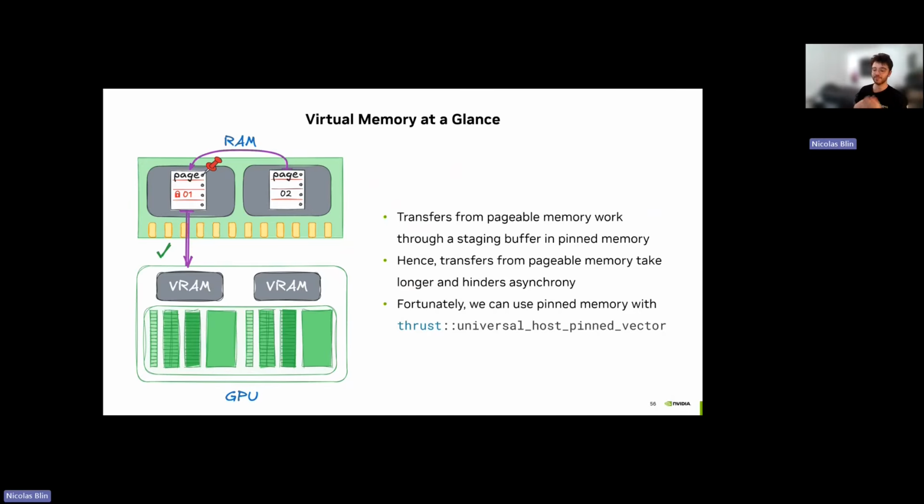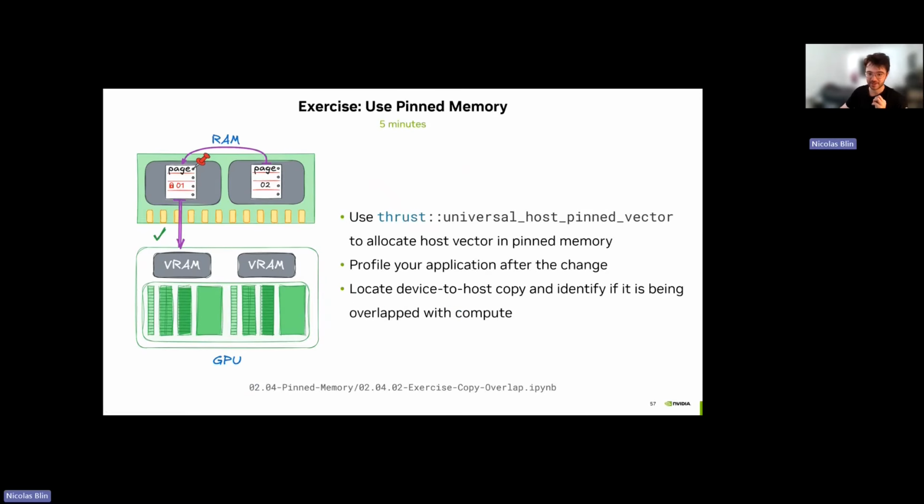And so this way we can bypass this hidden stage where the copy is happening synchronously to make sure that the data is in a pinned buffer. So this brings us to the final exercise of this section. This time, instead of allocating a regular host vector, we want to allocate a vector that we're sure the data will be backed by pinned memory, not by memory that might be on the disk. So instead of using a host vector, we want to use a universal host pinned vector.